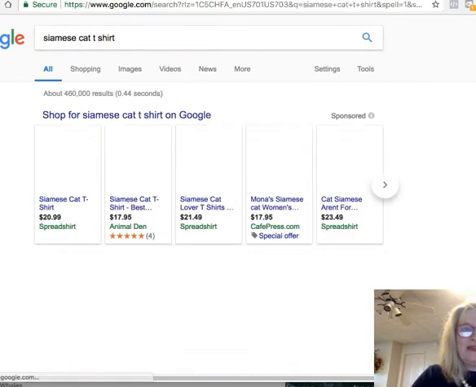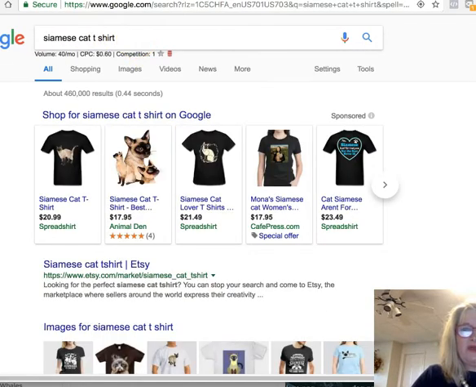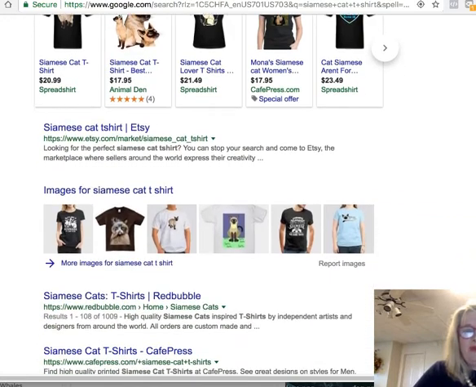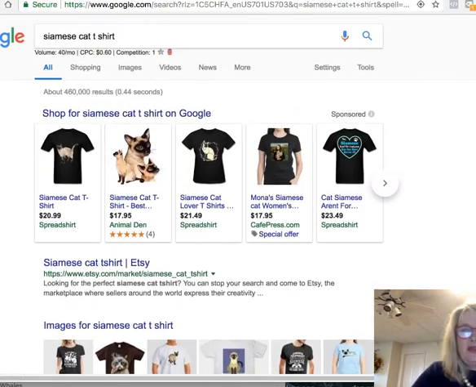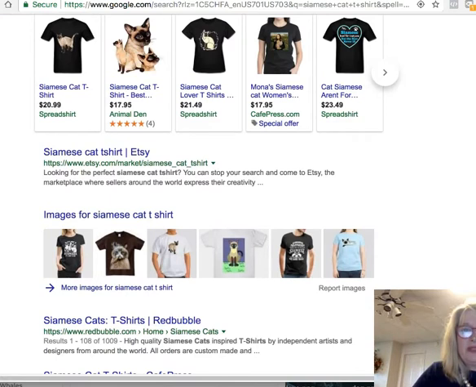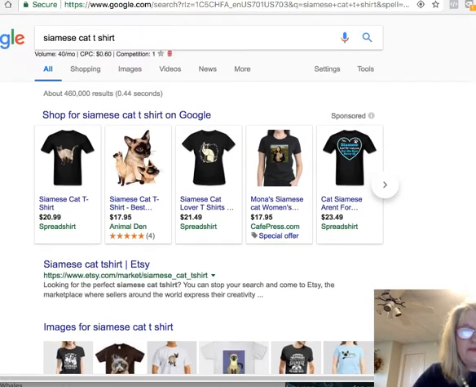So let's go back to a smaller niche where you do have some room. You could possibly make a sale or 2 a month potentially. With a niche, remember, you want a sub niche. You don't want to do just cats. You don't want to do just dogs. You want to do a sub niche like a Siamese cat t-shirt. That's what you want to do.